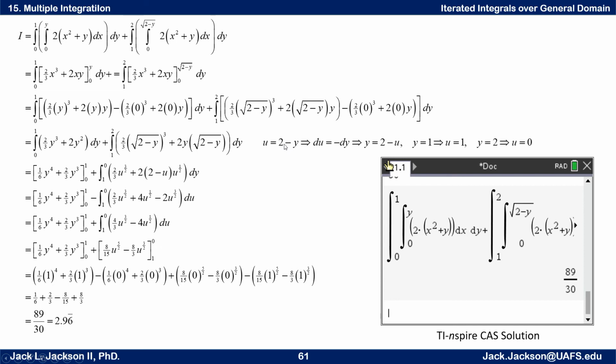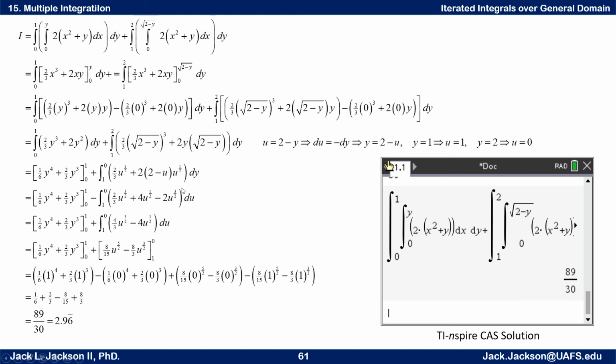And so that makes du minus dy. Notice that you can also solve this for y since this is linear, and we see that y is 2 minus u. Notice also if y equals 1, we can plug this in and u becomes 1. And if y is 2, we see that u is 0.